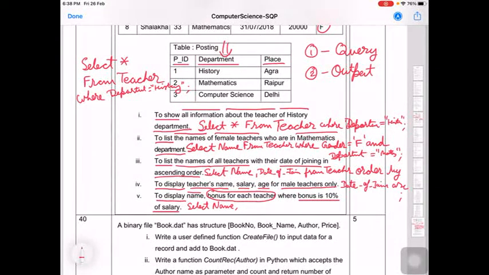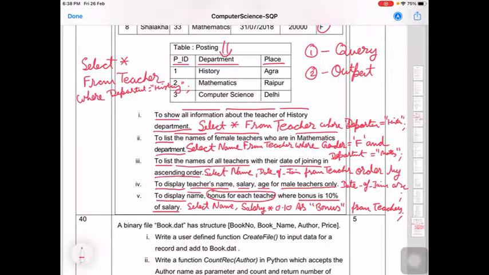So you will have this. What will be the next column? It will be salary multiplied by 0.10, that will be 10%. Now you have to name it, and to name you have the as keyword, bonus. Then from teachers. This is a query where you have to write a derived column.